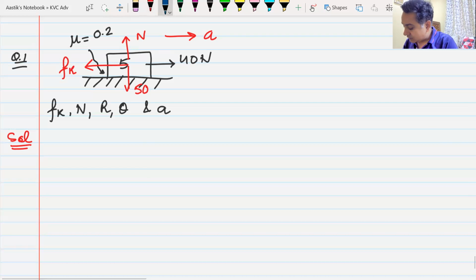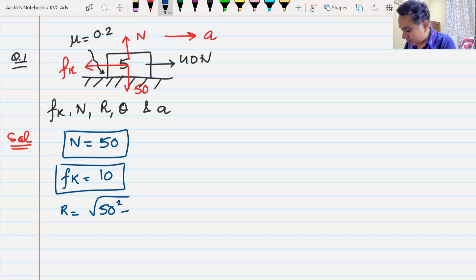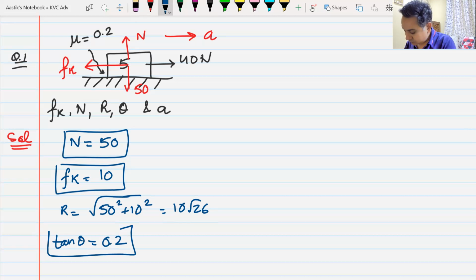Now let us write the answers. Normal reaction N will be equal to 50 newtons. Kinetic friction will be mu k multiplied by 50, so 0.2 multiplied by 50, it is 10 newtons. Reaction force will be under root of 50 square plus 10 square, which is 10 root 26. The value of tan theta is nothing but equal to 0.2.